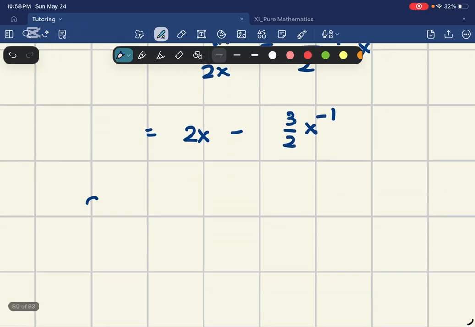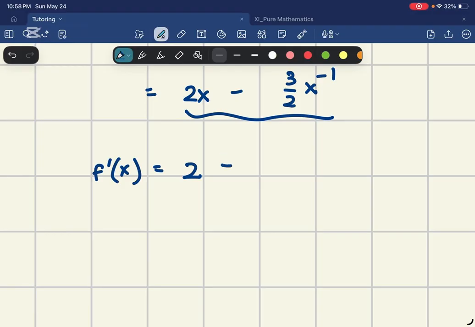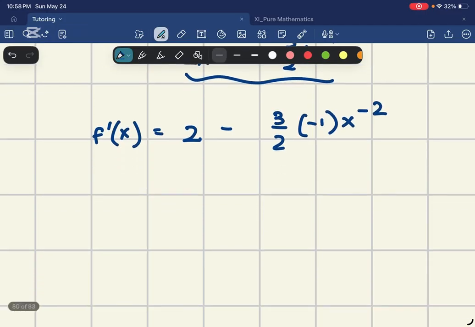So now that I've written it like this, f dash of x is just going to be, I differentiate this part. So if I differentiate the first term, I get 2. If I differentiate the second term using the power law, I get negative 1, x to the power minus 2, right? And if I simplify this, you're going to get minus minus, which is going to be plus, and you have x to the power minus 2.